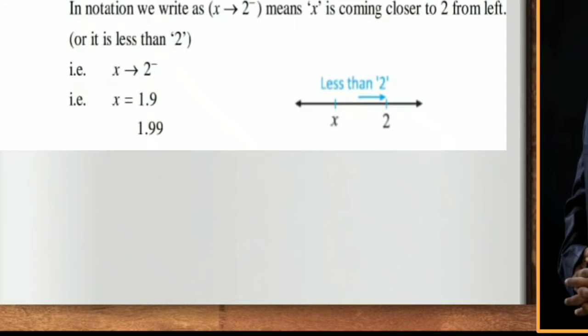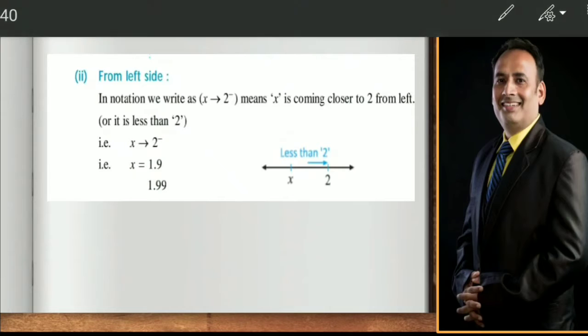Once again, between 1.9 and 2, consider 10 equal parts and pick the part which is closer to 2. So that is 1.99. If you repeat this same process n number of times, then you find 1.9999 and so on, with n number of 9s after the decimal. This is how we are approaching 2 from the left side.